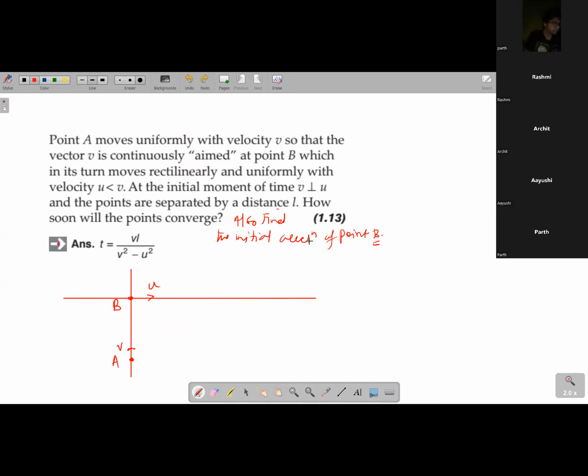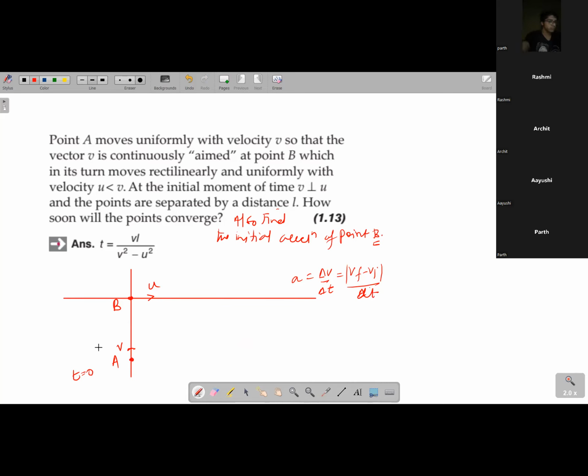Let me find the initial acceleration. This is the condition at time t equal to 0. We have to find the initial acceleration, which means instant acceleration at time t equal to 0. We know that acceleration is dv by dt, delta v is v final minus v initial upon dt, if I consider a very small time.